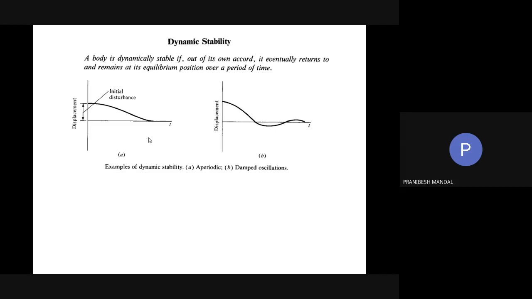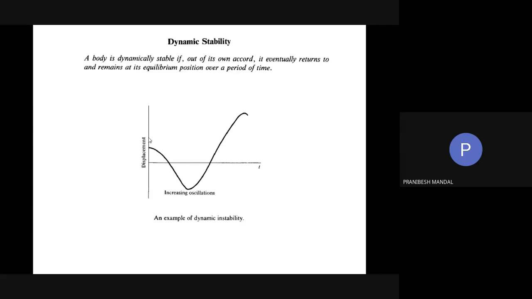But there can be a typical case where even a statically stable system is not dynamically stable. You see here, the overshoot is more than the initial disturbance. It is not very likely to occur, but obviously there can always be a possibility. It is not very customary, but still, as far as theoretical discussion is concerned, this is also a possibility. Yeah? So what happens? From the initial disturbance, the overshoot is more.